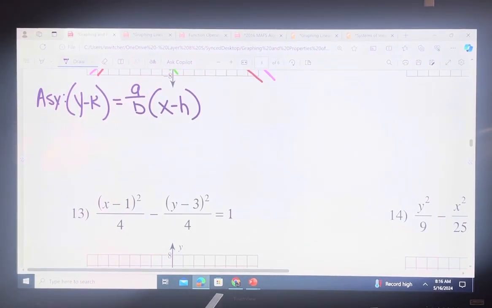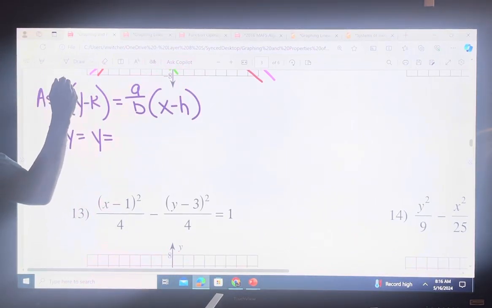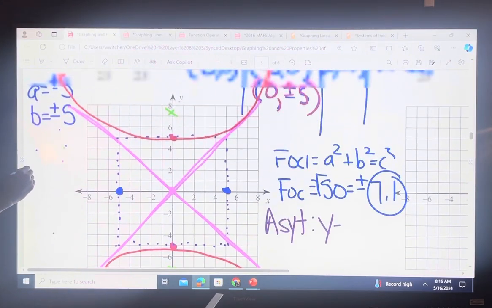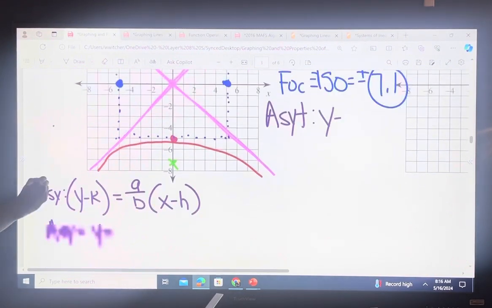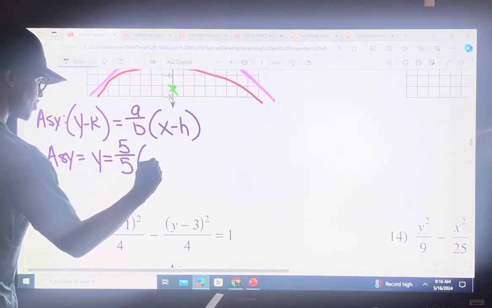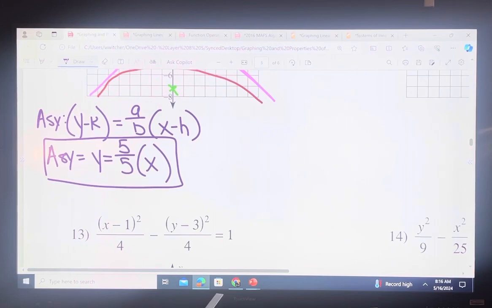So when you solve it for this asymptote, there's no value. Remember, the center is at zero. So it should just be Y equals your A value, 5/5 times X. There it is for this case. A over B, in this case your A and B were the same, so you could have made it Y equals 1X, or Y equals X, for that one.